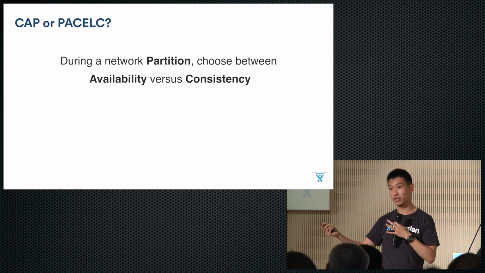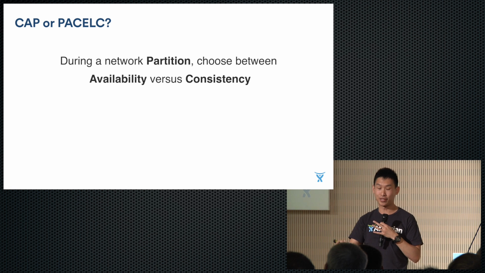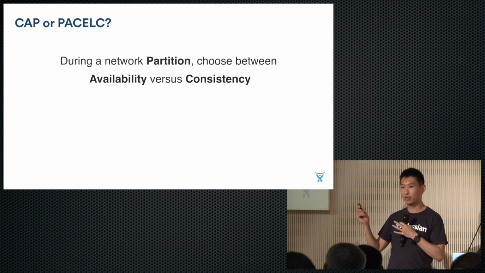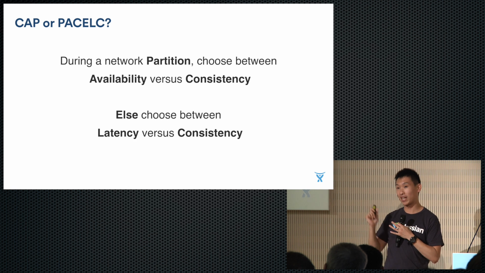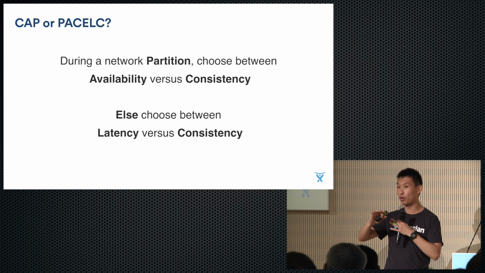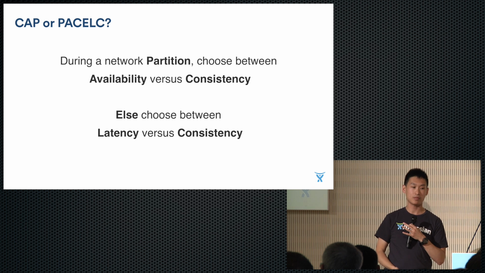So if you want full consistency, you obviously can't have it during network partition because nodes can't talk to each other, right? But interestingly, during normal operation, you have a choice now between latency and consistency, right? So if you want a fully consistent model across all your nodes, you need to talk to every single node, right? And that takes time, hence your latency, right?